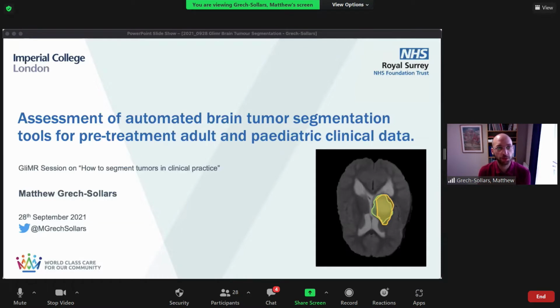So today I just wanted to start by discussing some of the work we had done on the assessment of automated brain tumor segmentation tools. Essentially, what we wanted to do is look at existing tools which use different types of machine learning techniques and see how well they perform in clinical practice. The reason behind this is that tools have been developed for things like the BraTS dataset, etc., but how do they compare in the adult and pediatric clinical dataset? So I just wanted to give a brief introduction to that.